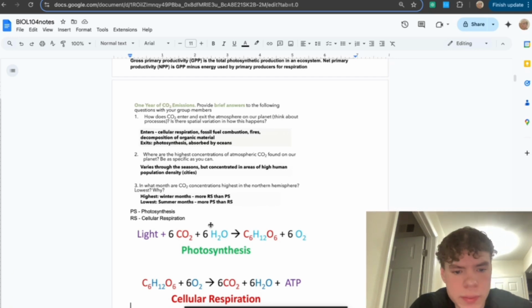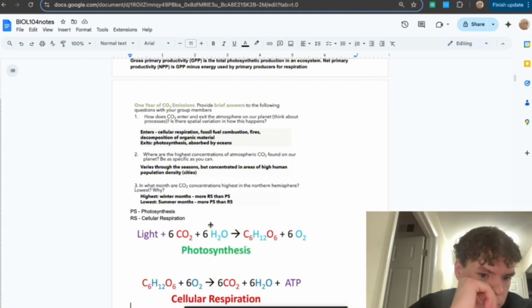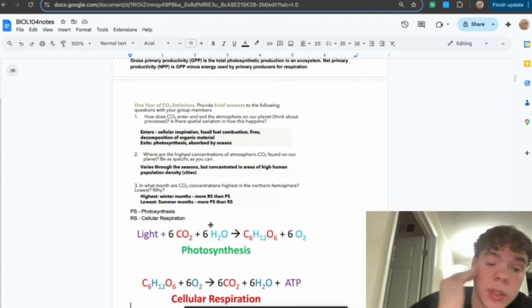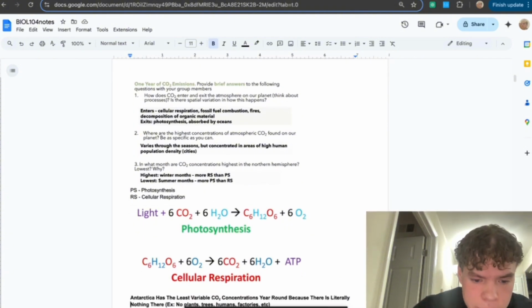So if we wanted to estimate what months of the year would have the highest CO2 concentration, it would be the winter. And as you can see here with number three, I put our highest months of CO2 concentration in the northern hemisphere would be the winter, and the lowest would be the summer, because RS means respiration, and PS is photosynthesis, which is kind of what I just explained.